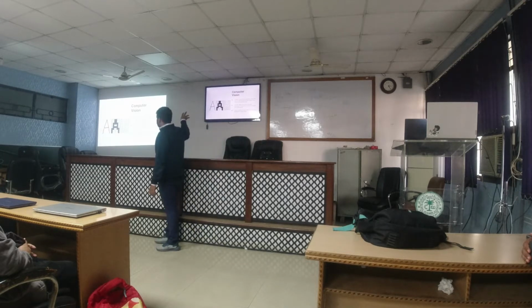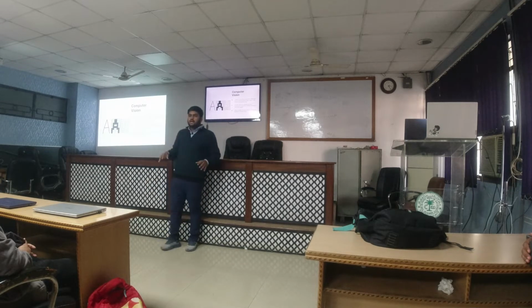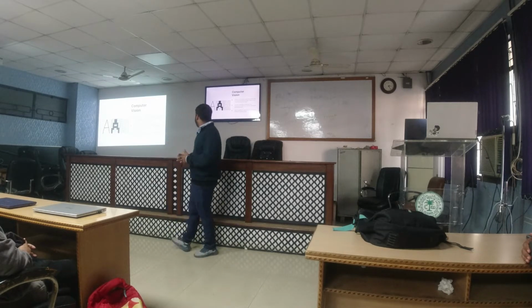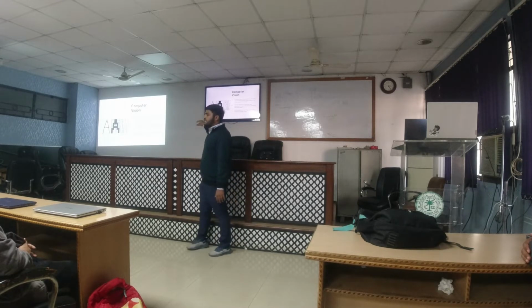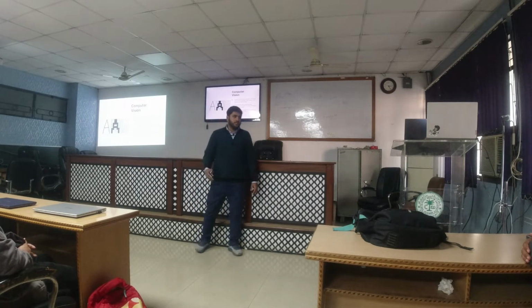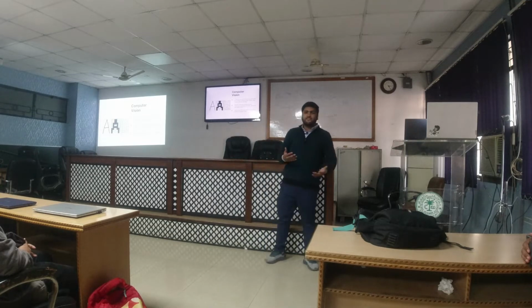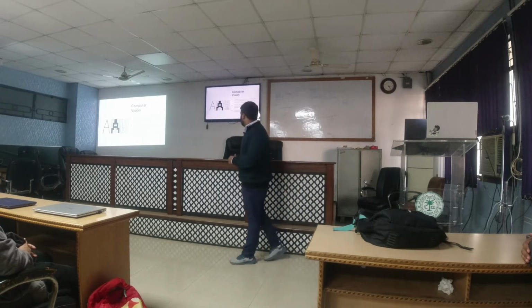From that, the computer tries to understand, okay, there's this pattern which is matching A. There are two slanting lines and a horizontal line. In that pattern, it tries to understand, okay, it is A written over here. So this is the basic difference between computer vision and human vision.